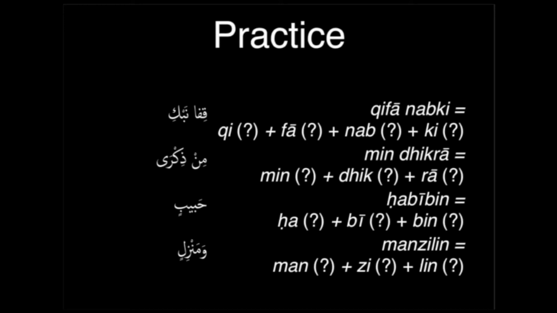Okay, well, I hope you paused the video and now you've got all your answers. And I can tell you now the answers. So the first is qif, fa, that is short, long. Nebki, long, short. Min, long. Dhikra, long, long. Habibin, short, long, long. Menzilin, long, short, long. I hope everyone got that 100%. If not, you can stop again and go back over it.